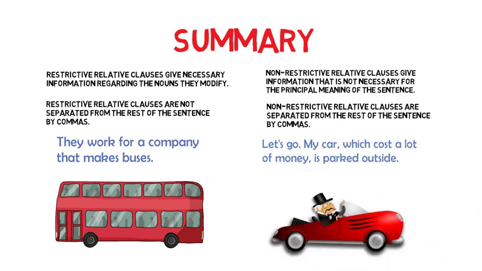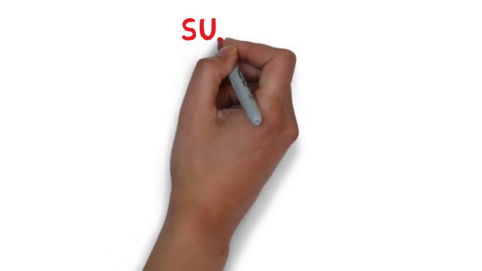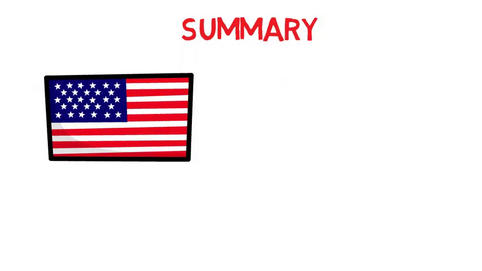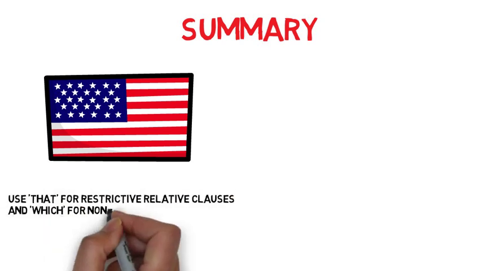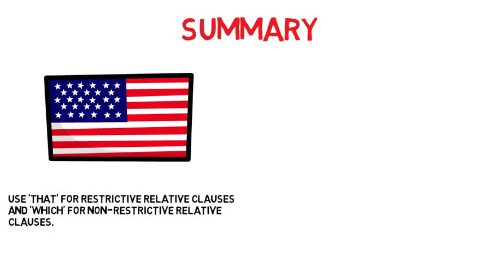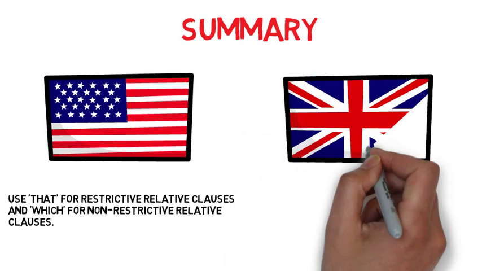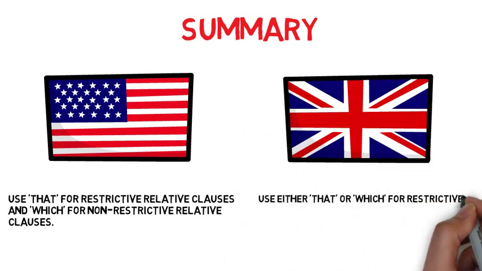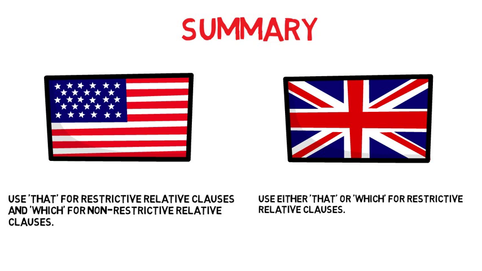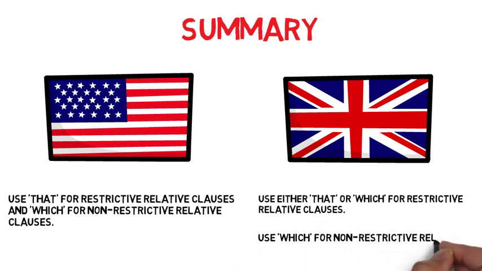And finally, let's just go over the American practice versus the British one more time. In US English, use that for restrictive clauses and which for non-restrictive clauses. And in British English, you can use either that or which with restrictive clauses, but you can only use which for non-restrictive relative clauses.